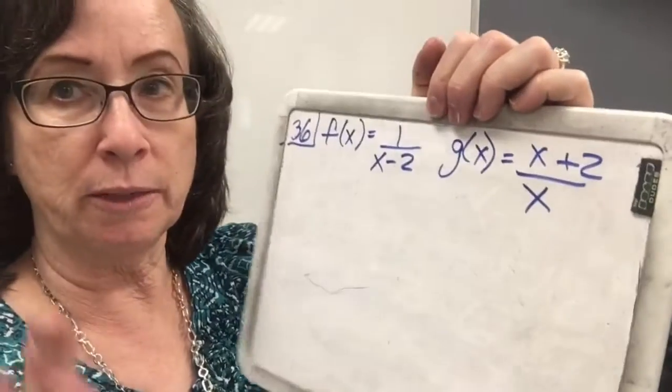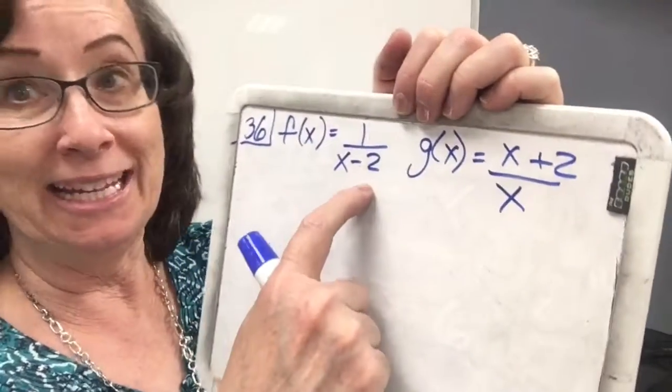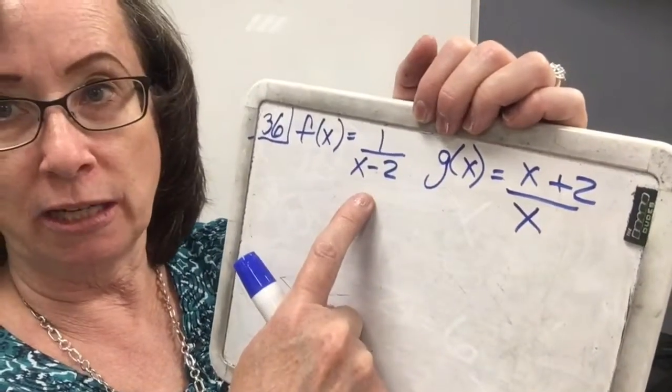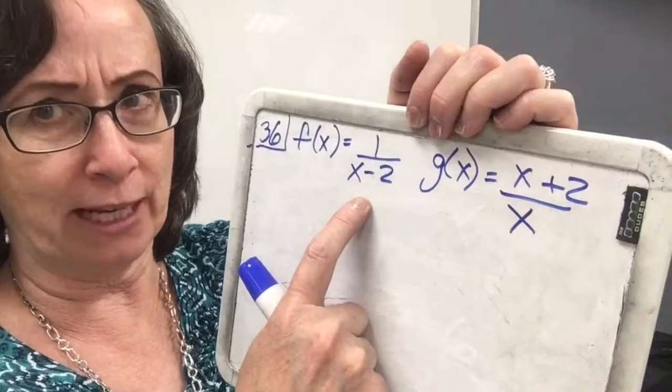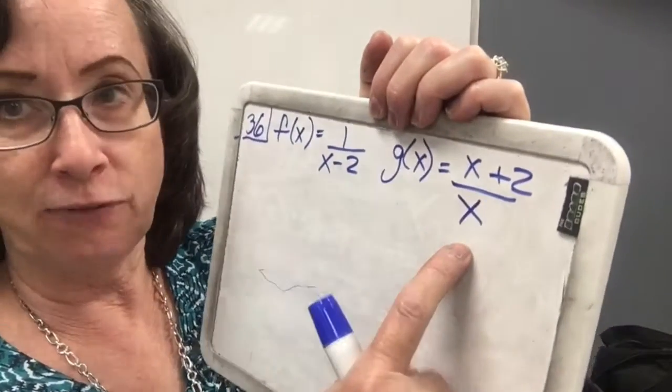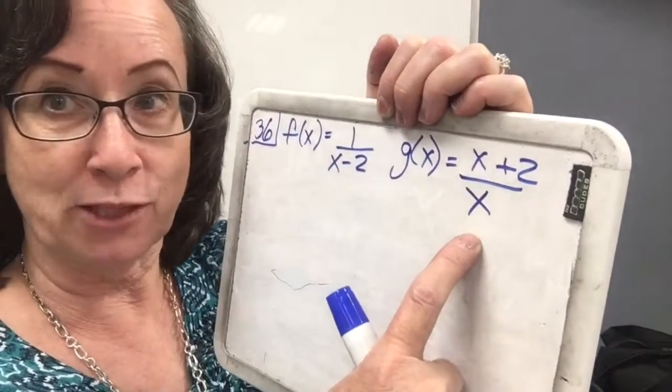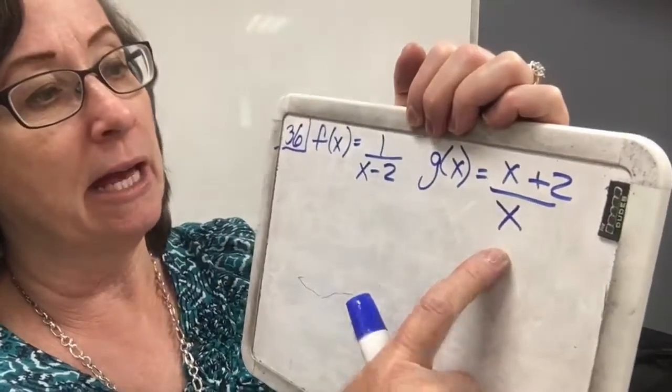So we're going to compose both ways. Now, individually, this function would be all real numbers except for -2. This function would be all real numbers except for 0. X could not be 0.